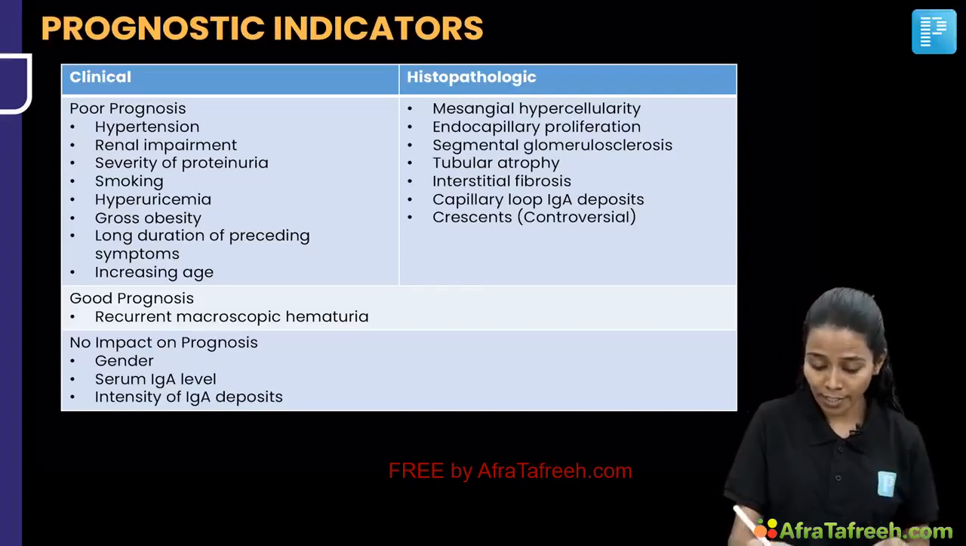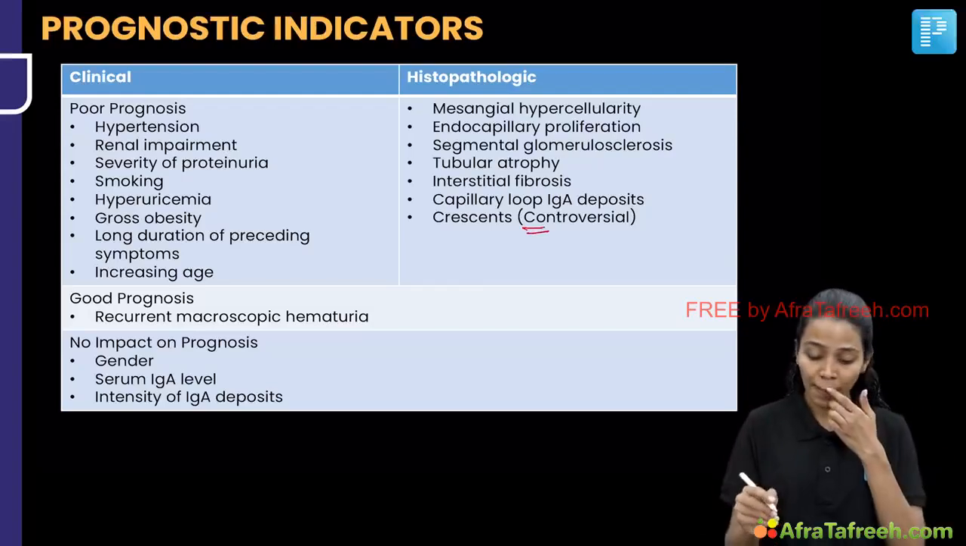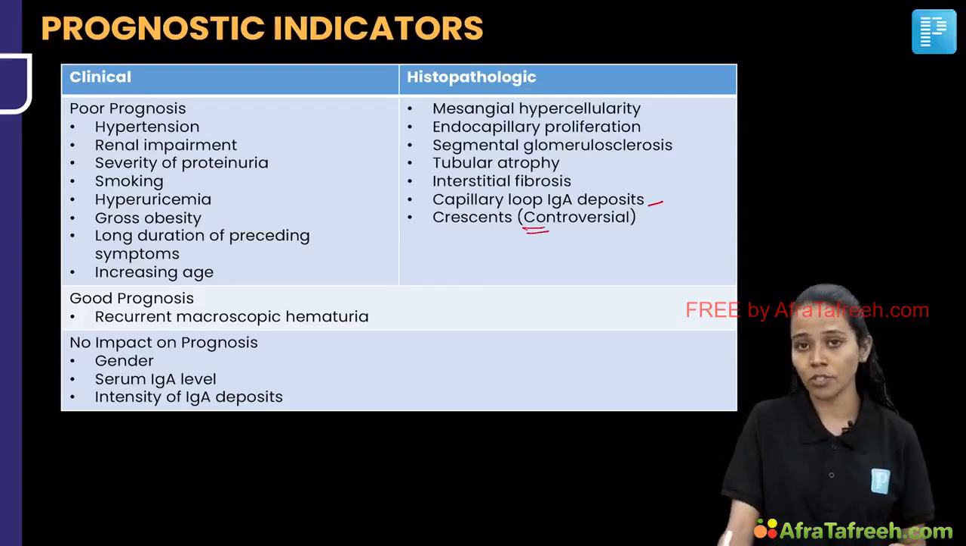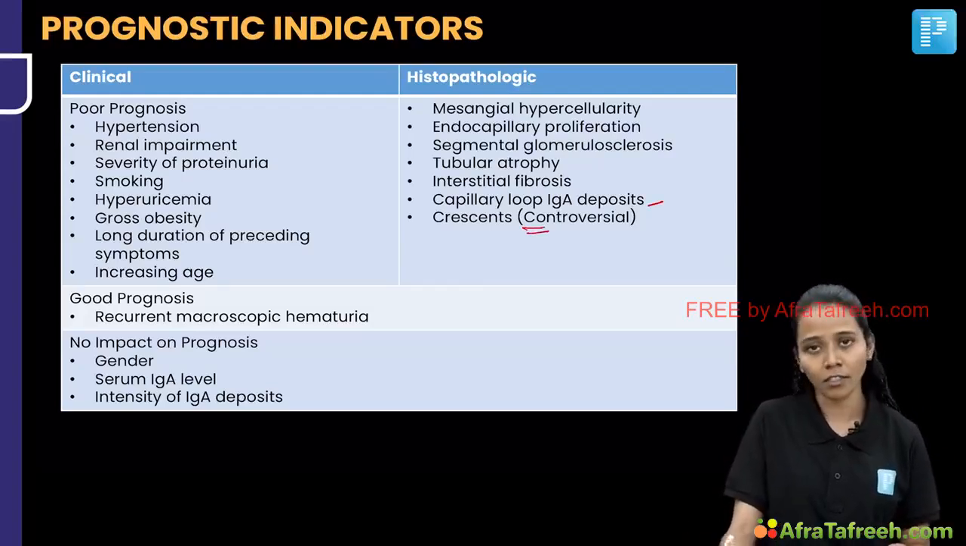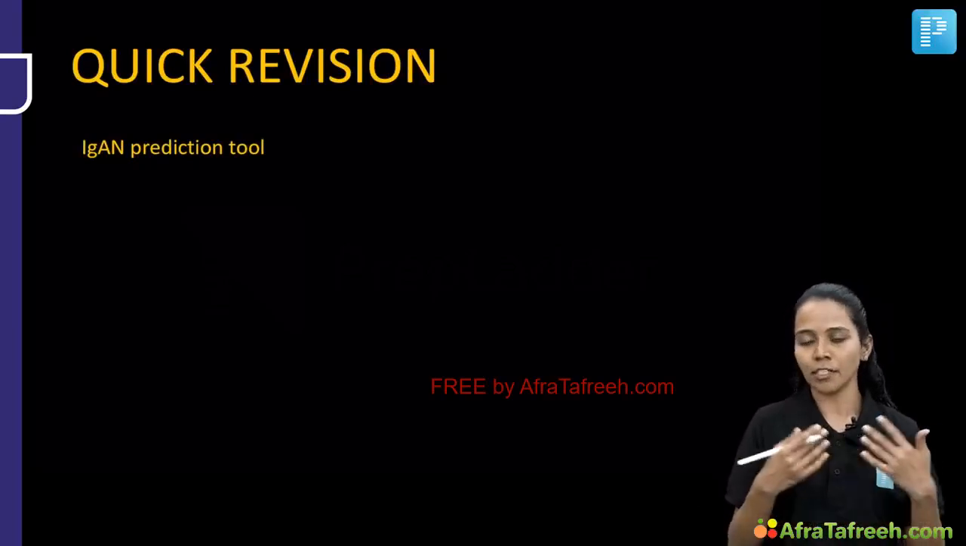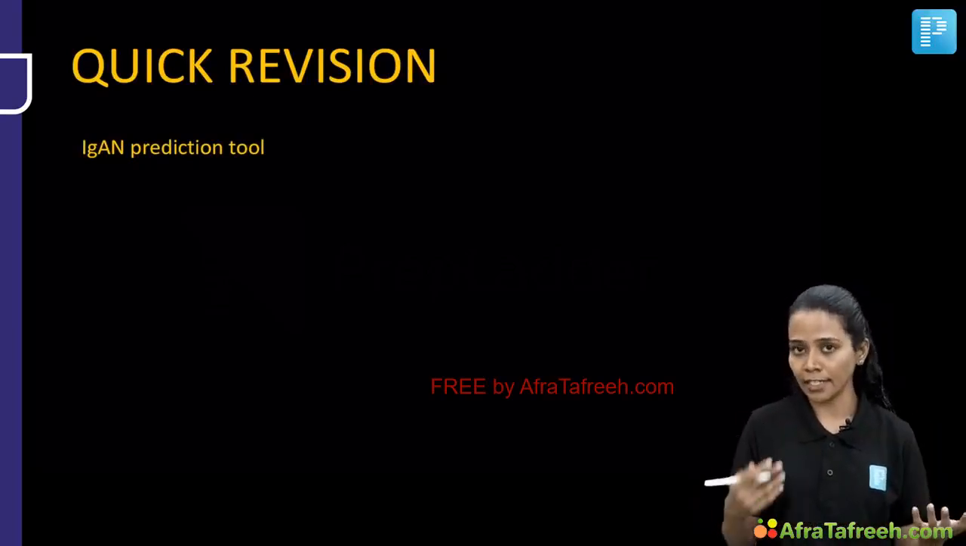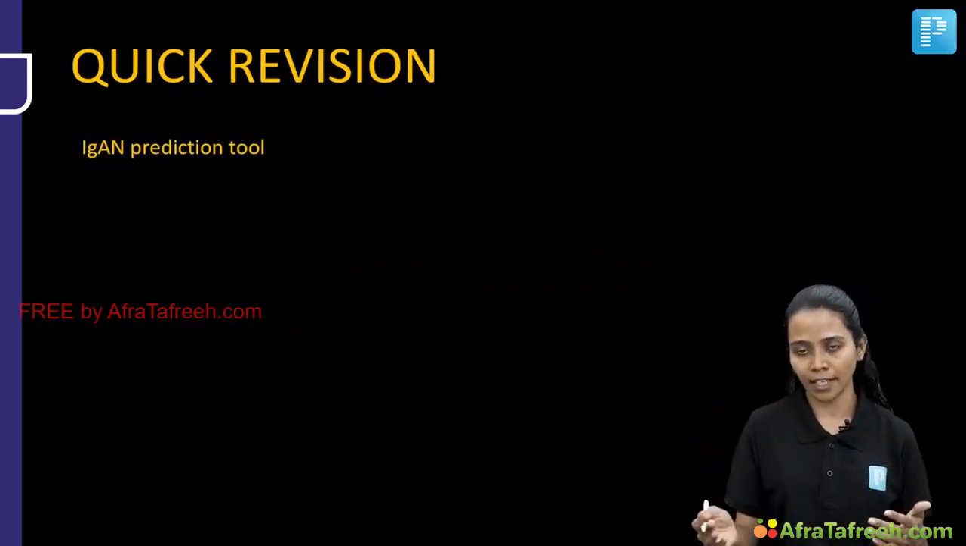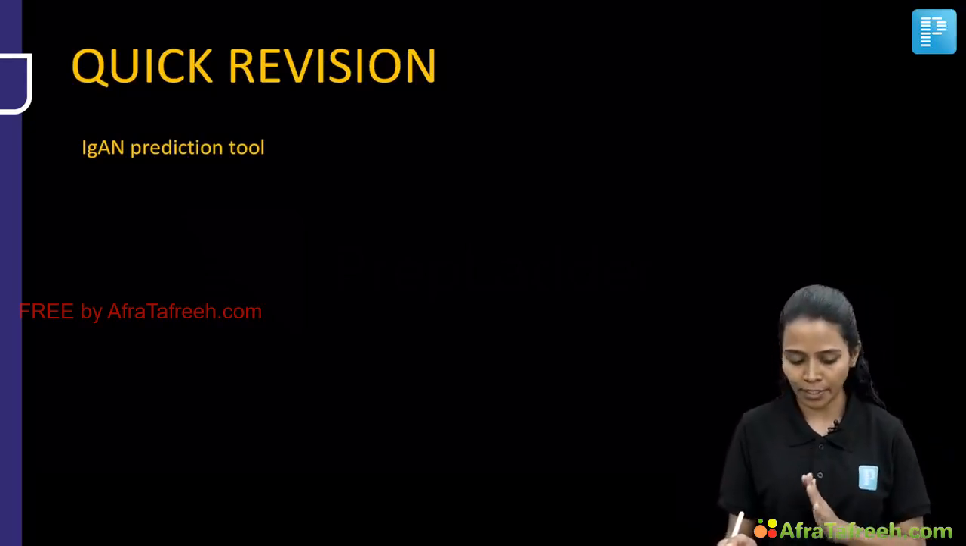You have to know that crescents is controversial. Capillary loop IgA deposits will also have poor prognosis. Now, the IgAN prediction tool, we know that it helps in predicting CKD or ESRD at 5 years and 10 years. However, this is as of now not used for treatment decision.